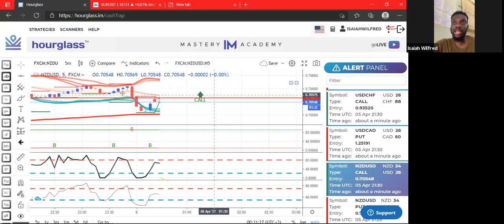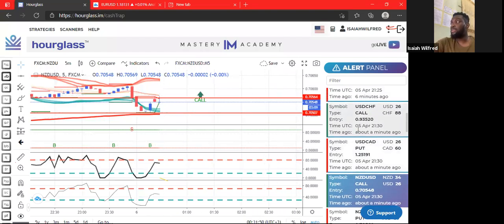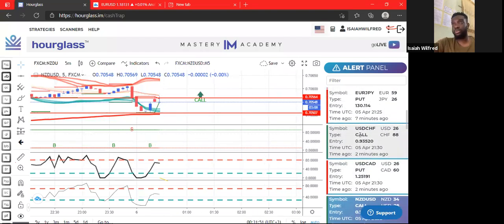I'm just extending lines. I'm waiting for Cashtrap to call out a put on that resistance line. If it's support and I want to take a buy, I'll just extend my line. So I'll wait for price to come to this line area, and once I see Cashtrap call out a call, I'm taking it. That's basically all I'm doing. So you can do this for as many pairs as possible.